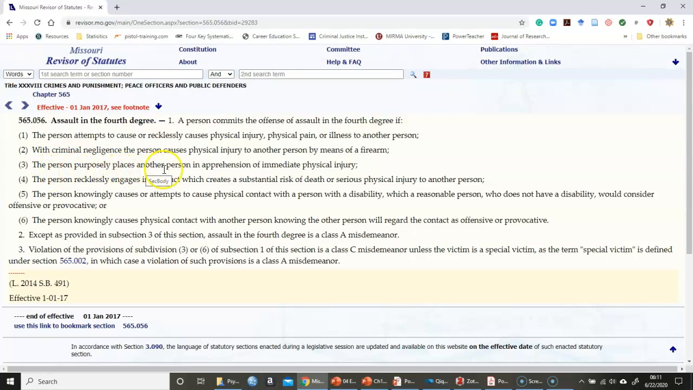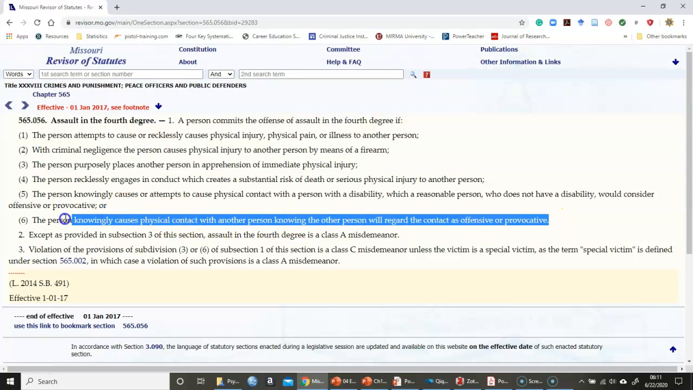The person purposely places another person in apprehension of immediate physical injury. Recklessly engages in conduct which creates a substantial risk of death or serious physical injury. Person knowingly causes or attempts to cause physical contact with a person with a disability. The person knowingly causes physical contact with another person, knowing the other person will regard the contact as offensive or provocative. So on this line right here, there doesn't have to be an injury. That physical contact where the other person is going to take offense, or maybe made in a sexual overtone, that's definitely something that we can start looking at as a fourth degree assault.